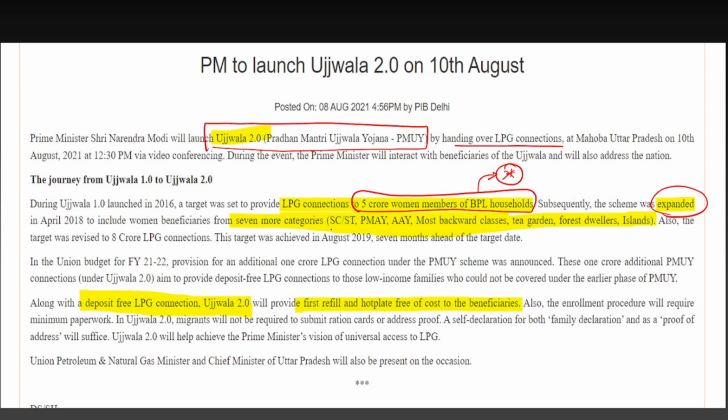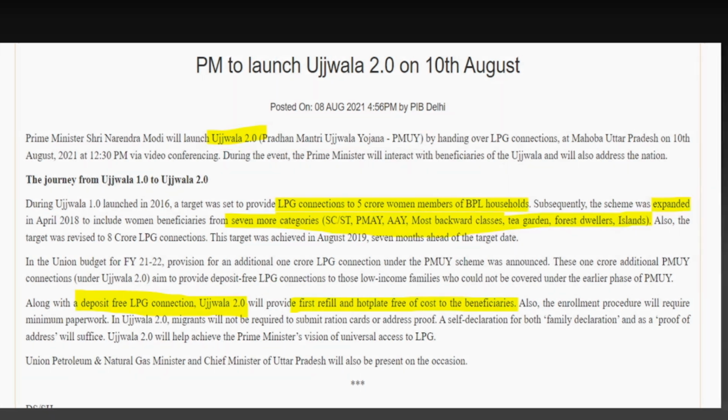Now that is the point. They expanded it to scheduled caste, scheduled tribe, Pradhan Mantri Awas Yojana, Anna Yojana, most backward classes, tea garden workers, forest dwellers, islands. There are so many categories into which it has now expanded. For example, somebody on an island earlier might not have had an LPG connection, and would be out of this scheme because they might not have been below the poverty line. But now a separate category, island, has been brought in, so the reach of LPG would extend to distant areas also. So that is how you should know.